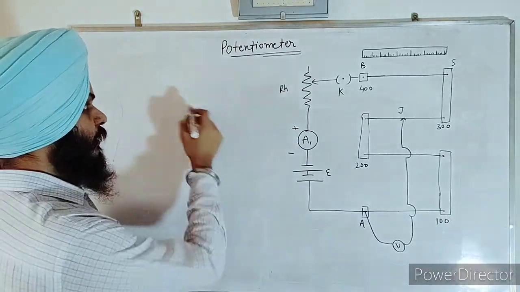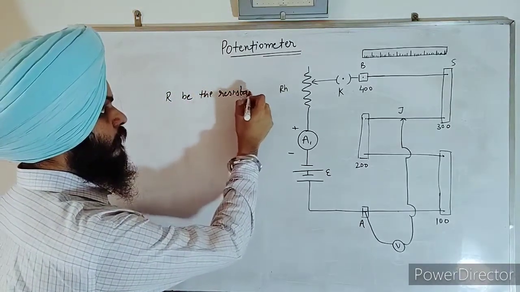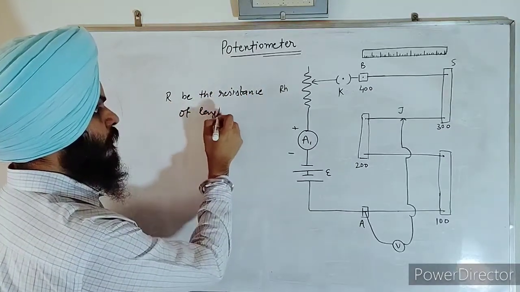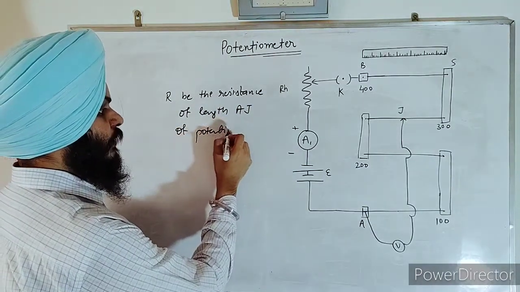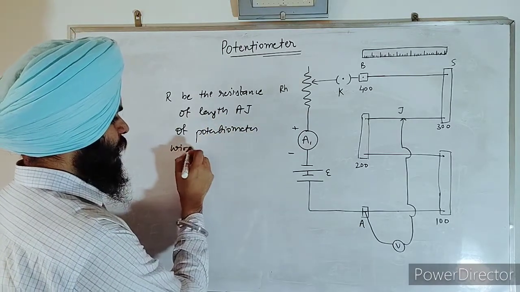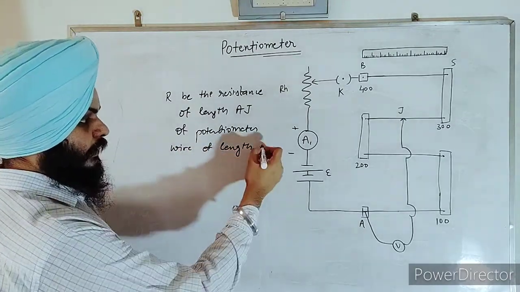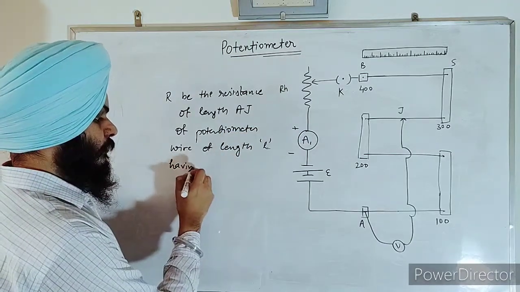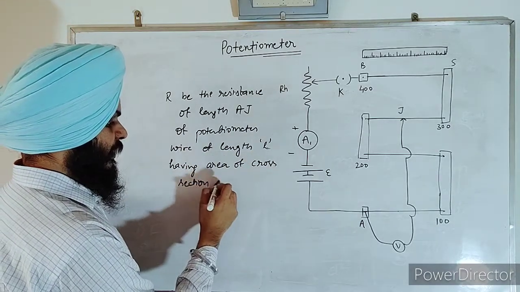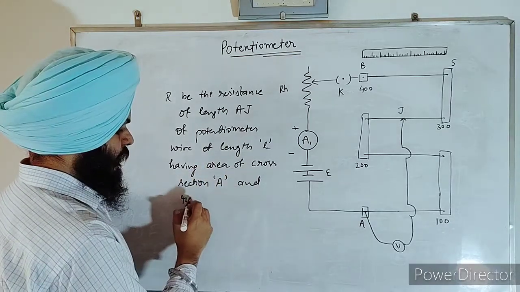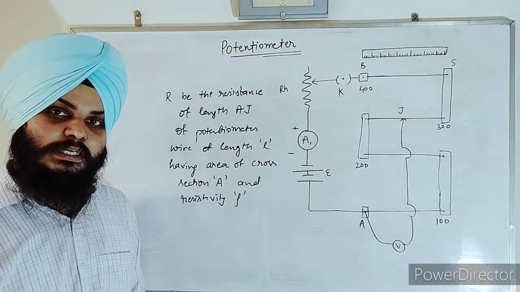So let capital R be the resistance of length AJ of potentiometer wire of length, say we take its length L, having area of cross section capital A and resistivity rho. So these are the parameters we are taking into account.